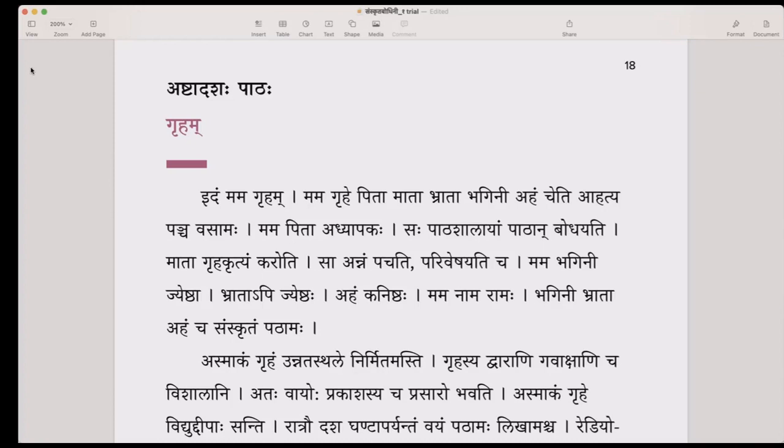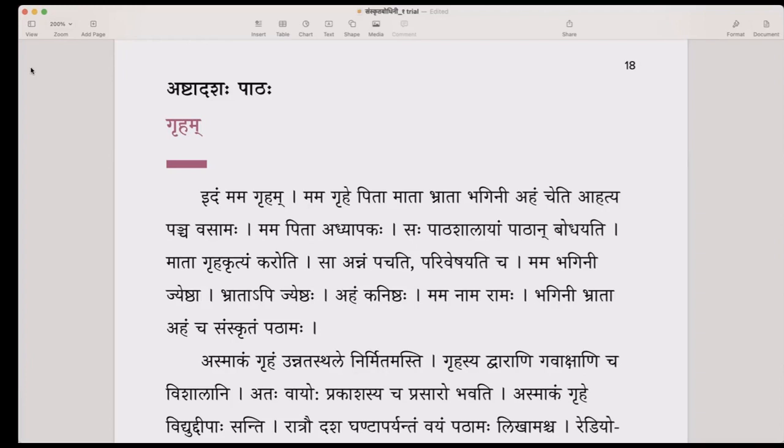Idam mama griham asti. Think about it. Griham is functionally the subject of the verb asti. So it has to be in which vibhakti? You are giving me a lot of credit. When you are stating that this is what it is, it will be in Prathama Vibhakti first, since it is the subject of the sentence.